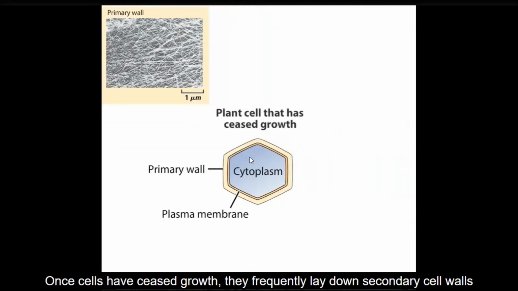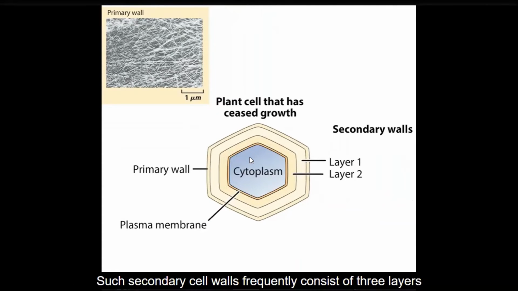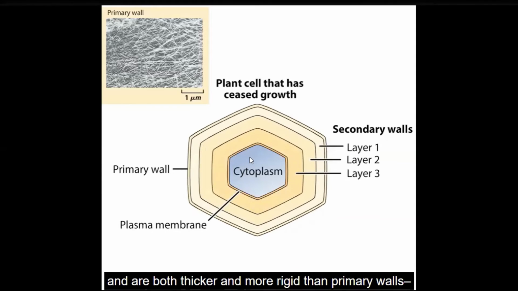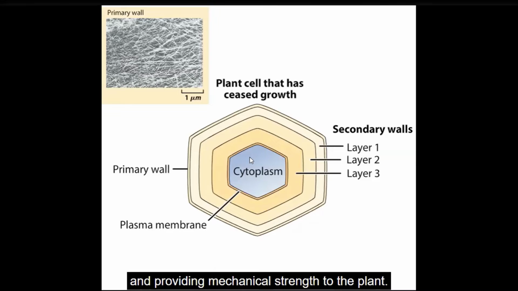Once cells have ceased growth, they frequently lay down secondary cell walls between the plasma membrane and the primary cell wall. Such secondary cell walls frequently consist of 3 layers and are both thicker and more rigid than primary walls, a feature particularly important in cell types responsible for conducting water and providing mechanical strength to the plant.